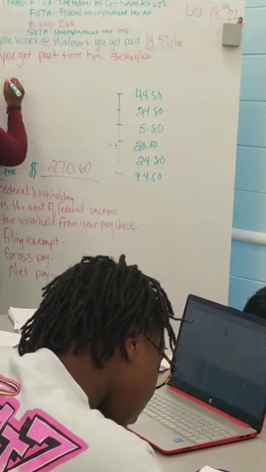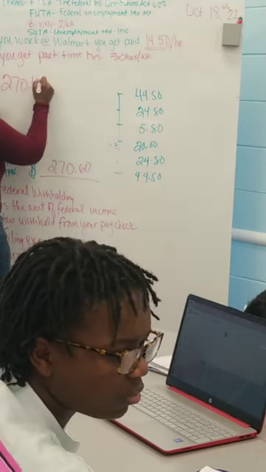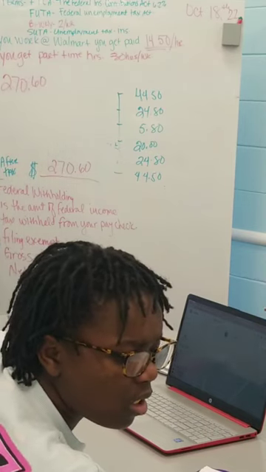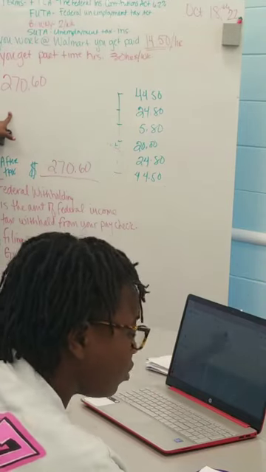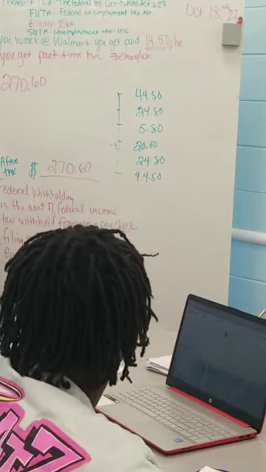I'm going to make this easy. This doesn't always happen this way, because sometimes things happen. Sometimes you get sick. Sometimes you have to call in to work. That means you're going to miss money. That means your 276 is going to go down immensely because you're going to miss hours. That's why it's good to stay healthy.